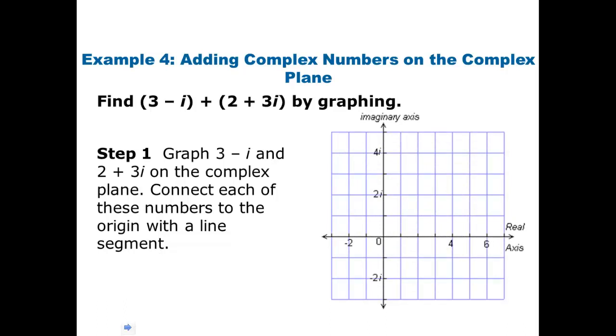Okay, so here's our complex plane. We're going to put those points in and connect them to the origin with a line segment. That's our first step.